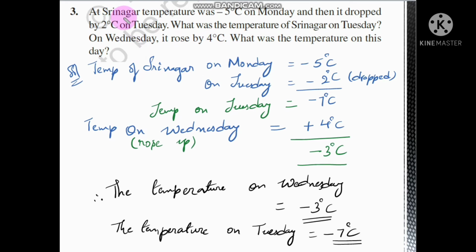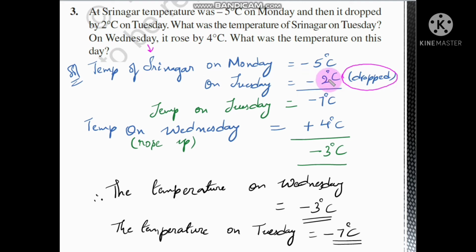So, at Srinagar, the temperature is minus 5 degrees centigrade. On Monday, what is the temperature of Srinagar? It is minus 5 degrees centigrade. After that, what happened? It dropped by 2 degrees centigrade on Tuesday. That means it decreased by 2 degrees centigrade. So drop means which sign we have to keep? We have to keep the minus sign, that is negative sign. So it is minus 2 degrees centigrade.